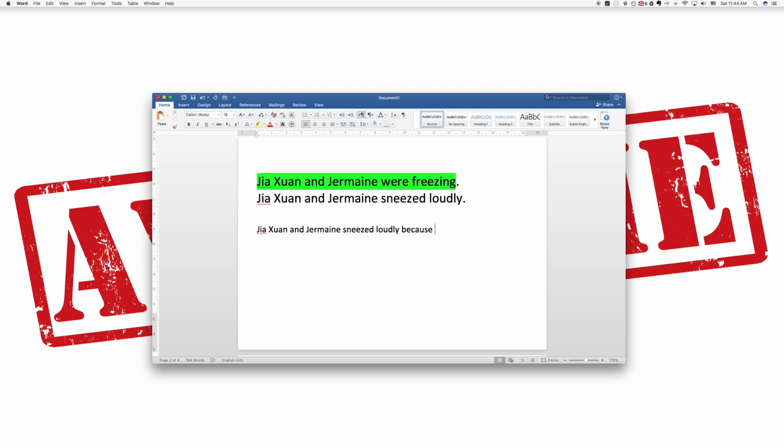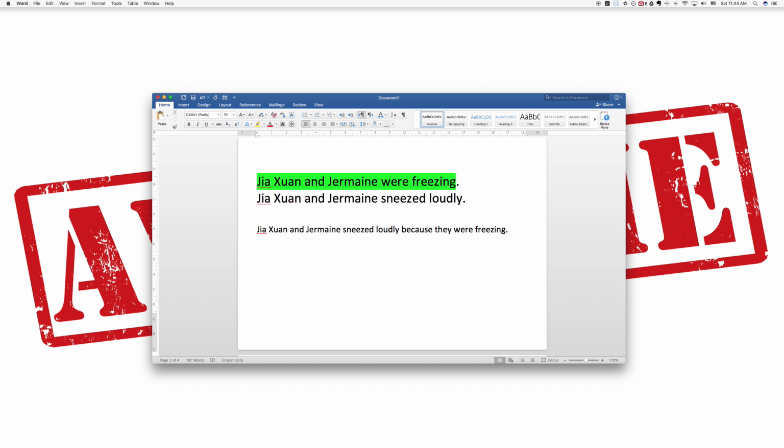because, and now I need to take a look at the repeated subject of Jiaxuan and Jermaine. And remember, I can't put them in again because they're repeated. So I've got to replace them with a possessive pronoun. And in this case, the pronoun I use will not be the same as the one I used before because there are two of my dear pupils in this sentence. So now I need to use the possessive pronoun they were freezing.